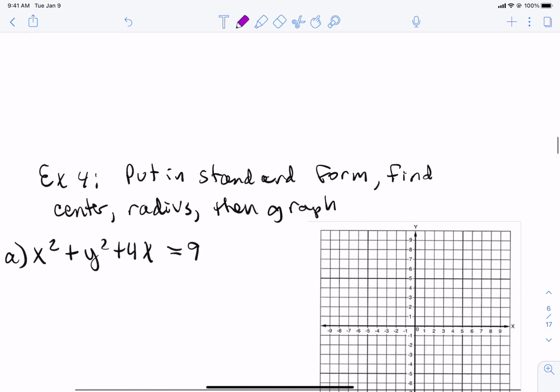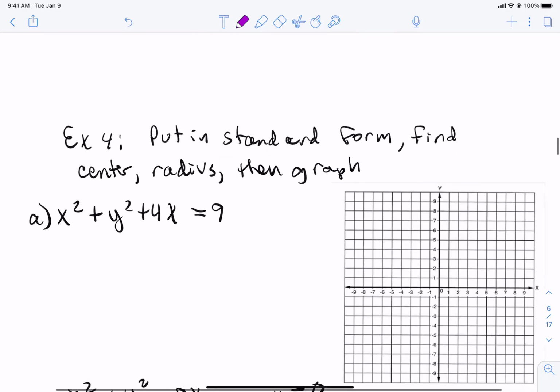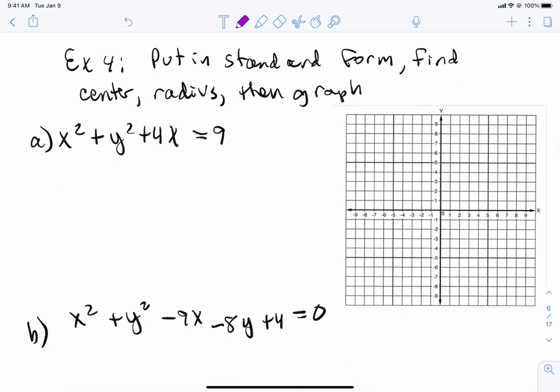Let's keep going. Now example 4 is our last set of examples. We have 2 of them. They're the most difficult because the equation isn't in standard form. It requires that we use a technique called completing the square. So let's go ahead and practice completing the square and getting this all ready.